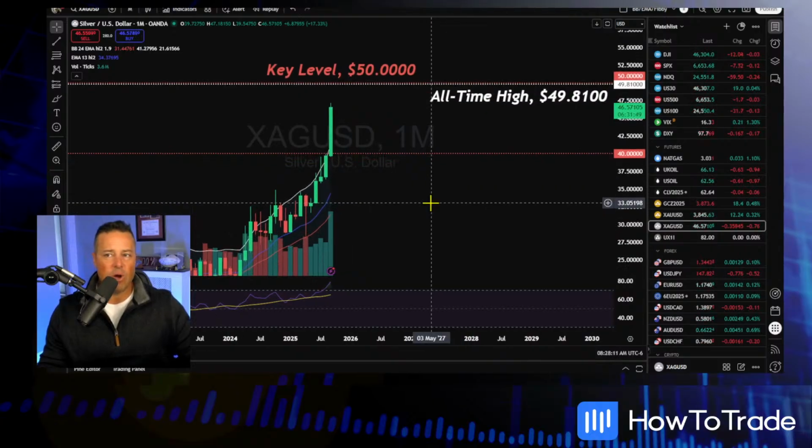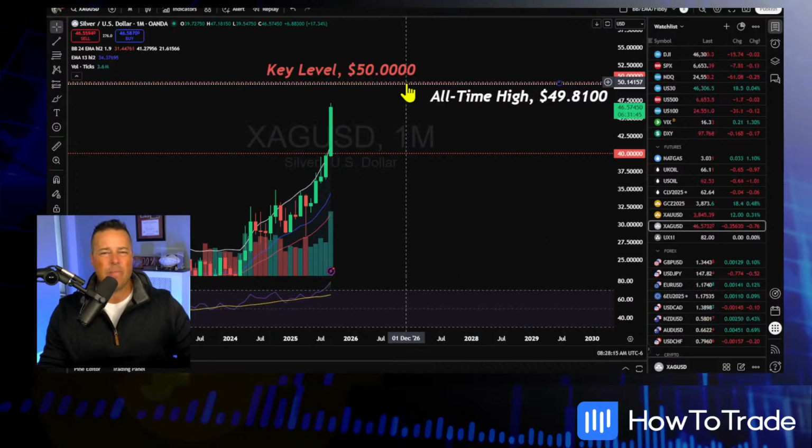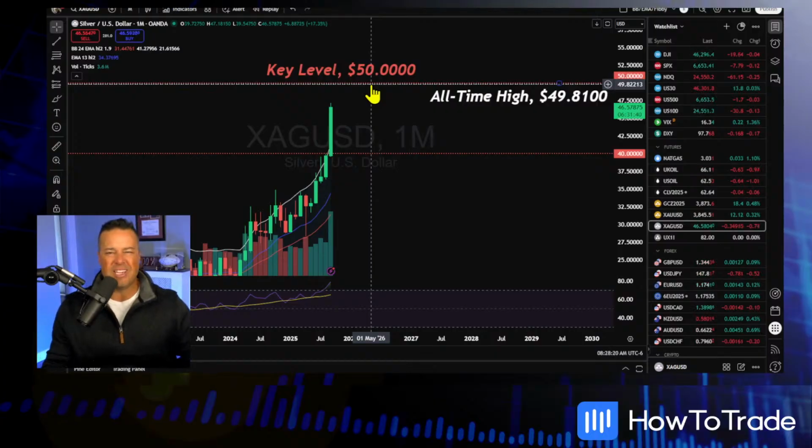I break down the silver market for you, the key levels. The key levels are 50. All-time high is 49.81. Be careful up here. We talked about it yesterday. I mean, typically I would tell you to step up and short. Consider taking a short in front of 50. That's what I would do.